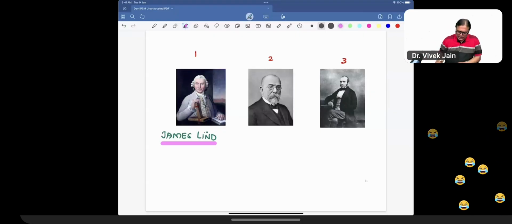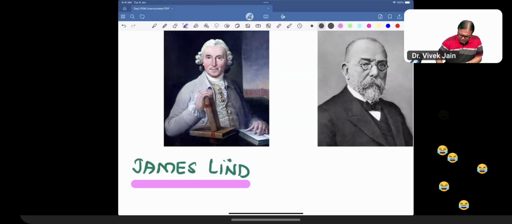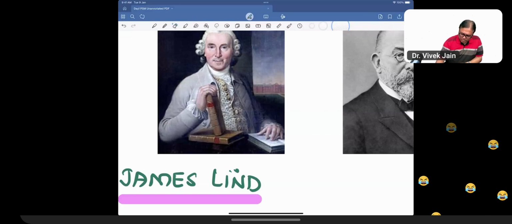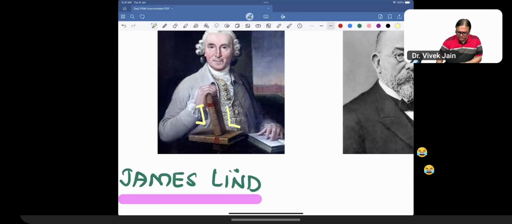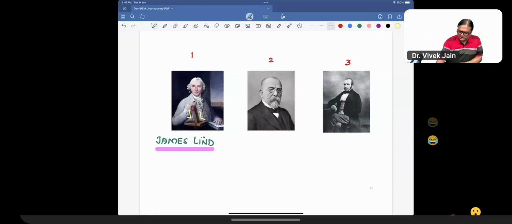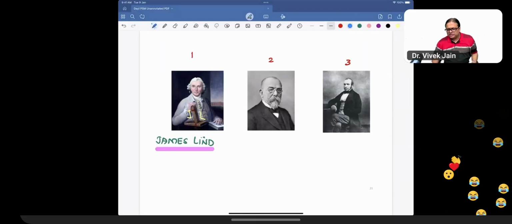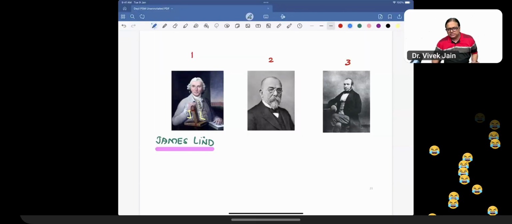Okay. Then we look at number 2. Okay, I must have told you. A student once told me, easy to remember because he is holding books in the pattern of his name, JNL. Right? So they will show you this image only. Then you will find Joseph Lister in the choice also. Right? Okay. Not Jennifer Lopez. So this is James Lind, not Joseph Lister.